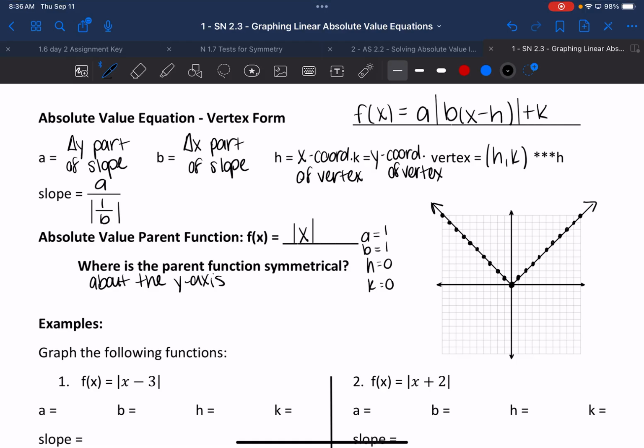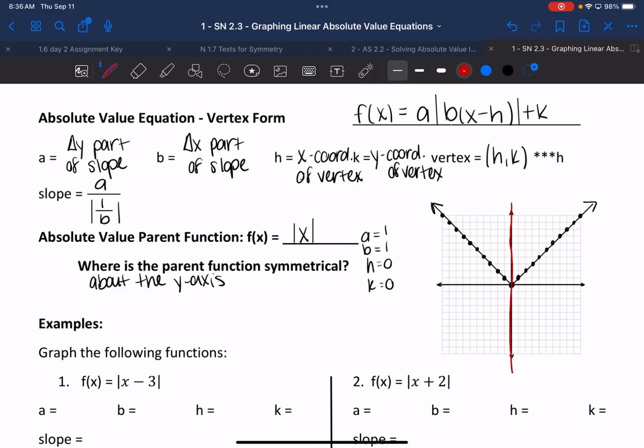Okay, and that is what we call the axis of symmetry in your graph. So you should always have somewhere where you can fold your absolute value in half and everything should match up. It should always be the same on either side of the vertex.